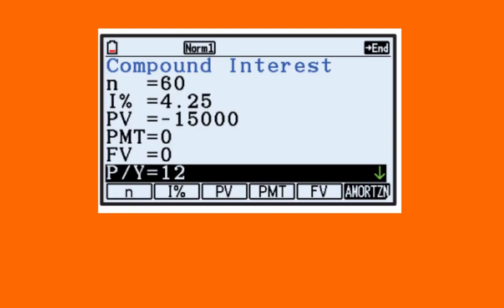Here's a picture. We've got n equals 60, so the 60 compounding periods, I percent, not as a decimal, so it's not 0.04, it's 4.25. PV equals negative. Now this is really important because your calculations won't work unless you put the negative. I want you to imagine, we'll call her Sally, has a pot of money. So she's got some money and she goes to the bank to invest the money. So she puts the money in the bank. After she puts the money in the bank, how much money does Sally have? She has a negative amount of money. So let's say this was $100. The bank has now $100 and Sally has negative $100.